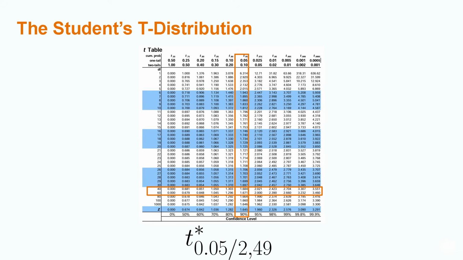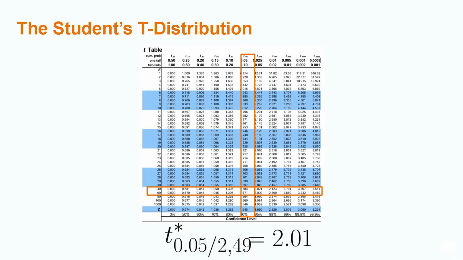Zeroing in on the 95% confidence level column and the 40 and 60 degree of freedom rows, we see that our t-value will be somewhere between 2.021 and 2.000. Since 49 is about halfway between 40 and 60, we can approximate our t-multiplier as 2.01. As a rule of thumb, the t-statistic for a 95% confidence interval will generally be very close to 2.